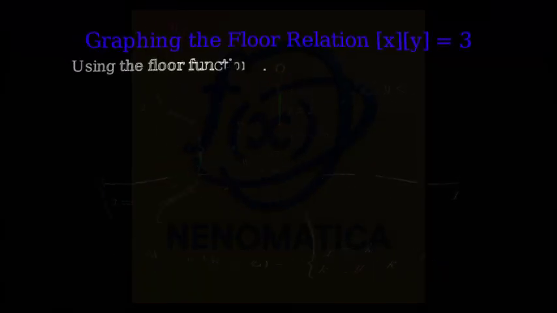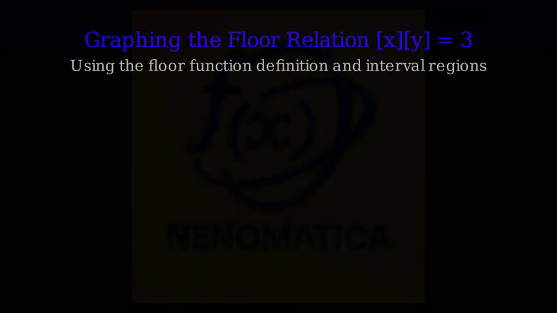In this lesson, we will graph the relation floor of x times floor of y equals 3, where the brackets denote the floor of a, the greatest integer less than or equal to a. We'll identify all integer pairs whose product is 3, convert each pair into an x and y interval, and then shade the corresponding 1 by 1 squares on a coordinate plane with correct boundary styles.